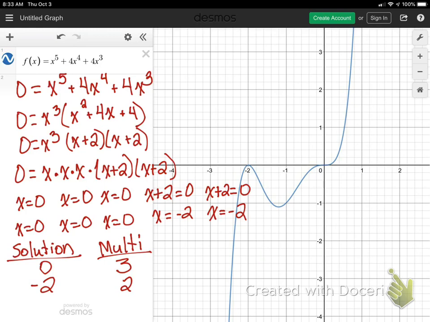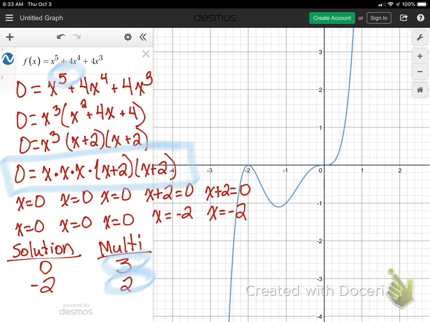Now, I want to show you a couple of things. What is 3 plus 2? What's my highest exponent? 5. It always works that way. Always. Okay? Now, I kind of went crazy right here. I was just trying to help you to really see what was going on.